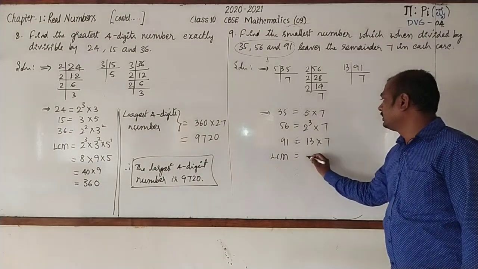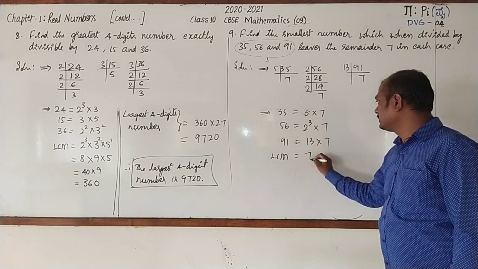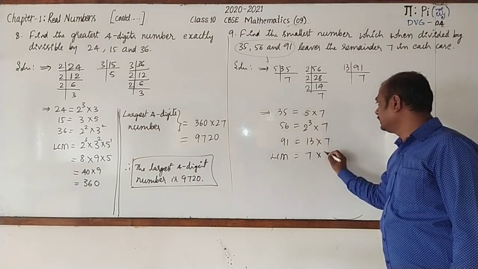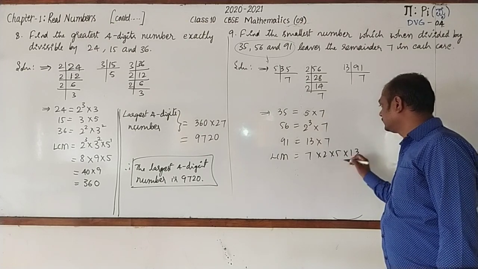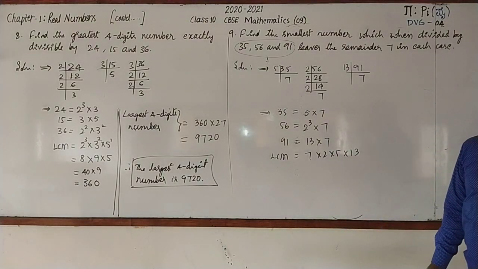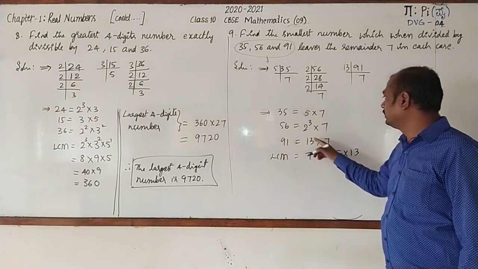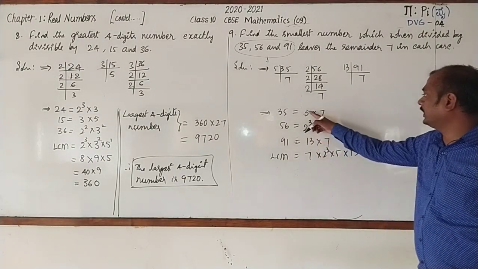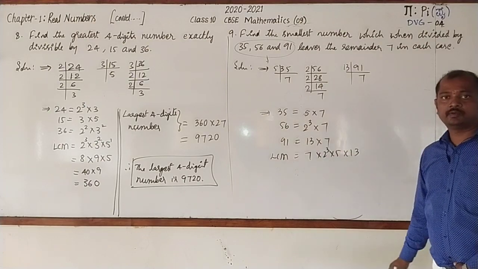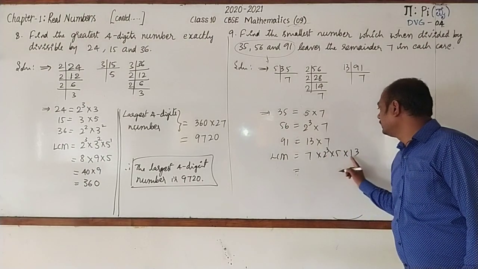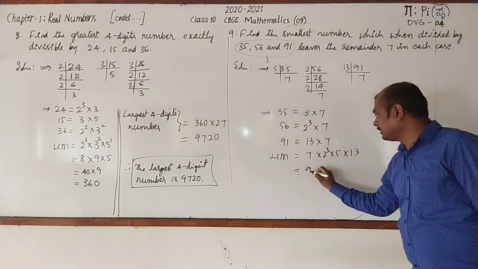LCM is, you have to write all the factors. 7 is there, 2 is there, 5 into 13. Should we take highest power or lowest power? Highest power. Highest power of 7 is 1. 2 is 3. 5 is 1. 13 is 1. Then again, 13 7s are 91.